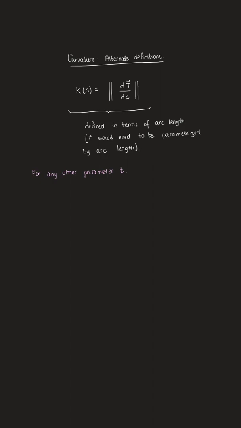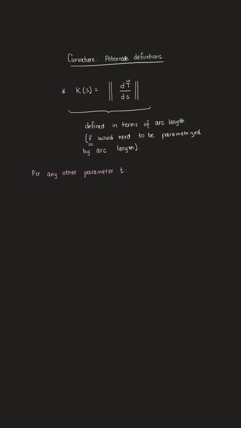So the definition that we saw requires that r is parameterized in terms of s and not t, in terms of its arc length. And that can be cumbersome when we're trying to find curvature more quickly or use it in other contexts. So we want to be able to have a formula for curvature for any parameter t, not necessarily the arc length parameter s.